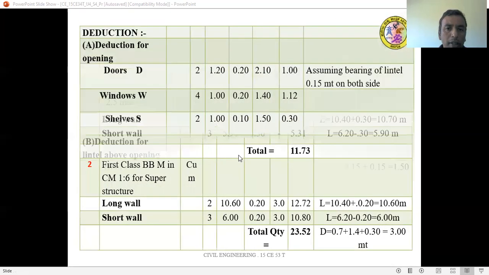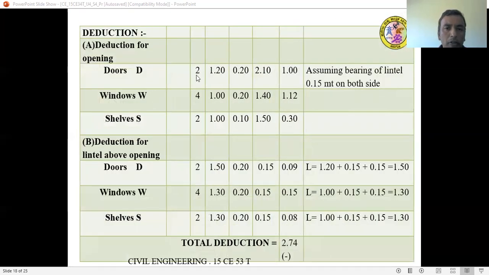Then after knowing these details, number of door is equal to 2, width of door is given as 1.2 meter, thickness of wall is 0.2 meter, height of wall is equal to 2.1, height of opening is equal to 2.1 meter, then quantity is equal to 1.0 meter. Then similarly calculate the window, number of window is 4, width of window is 1 meter, thickness of wall is equal to 0.2 meter, height of window is equal to 1.4 meter, then you will get the quantity of 1.12. Similarly calculate the shelves quantity.